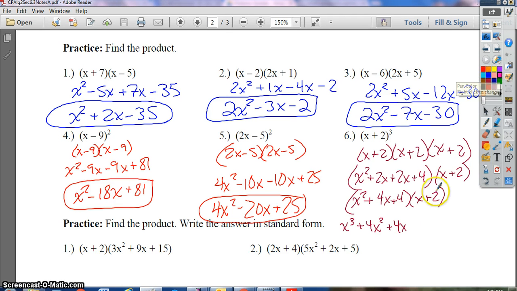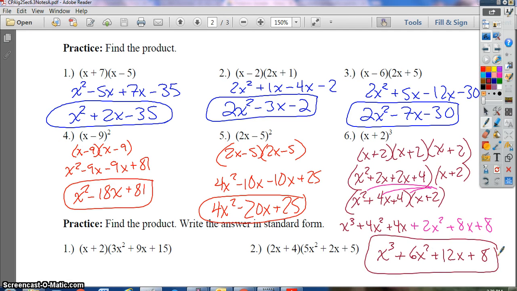Now I'm going to distribute 2 in. And I'm going to do the 2 times all those in pink. So this is 2x squared plus 8x plus 8. Let's combine like terms, shall we? X to the thirds by itself. I have 6x squared. I have 12 x's. And I have a plus 8 on the end. That's finished. Again, I'm putting these in standard form, so that means highest exponent to no x value. So down to your constant.